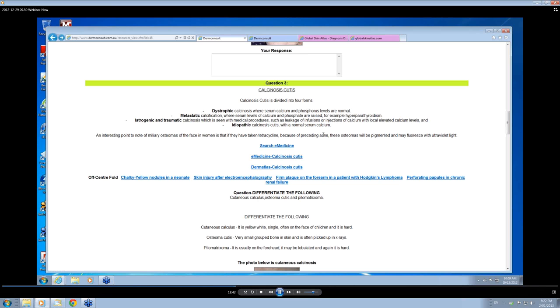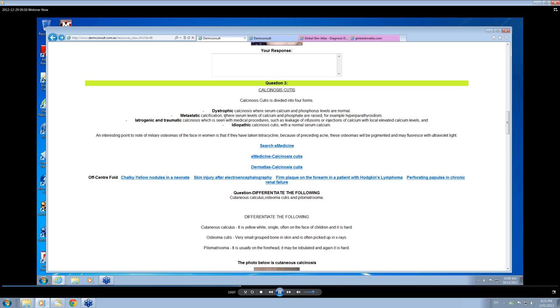Calcinosis cutis, deposition of calcium in the skin. We've said this condition is divided into 4 forms. The dystrophic form, the metastatic form, the iatrogenic and traumatic form, and the idiopathic. What about dystrophic? Where are you going to get that? Serum calcium and phosphate levels are normal.